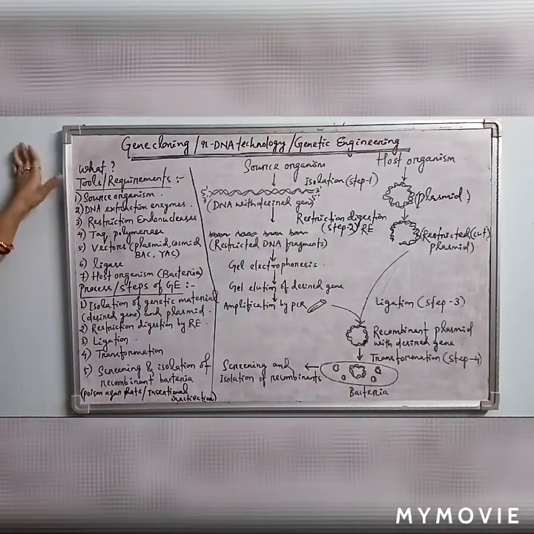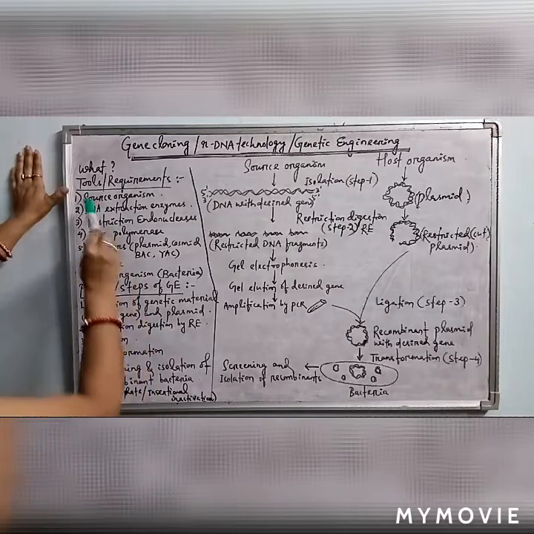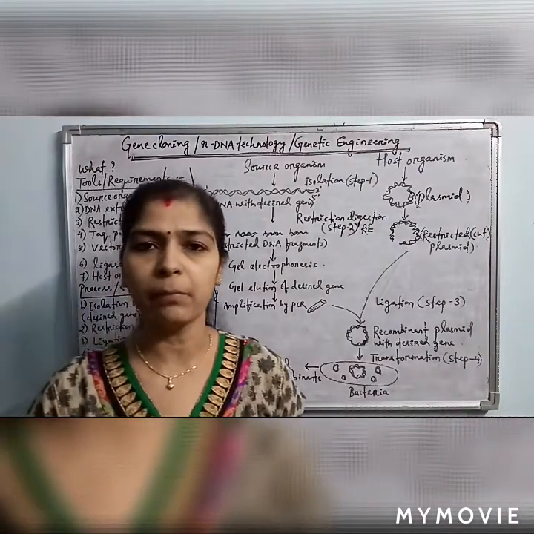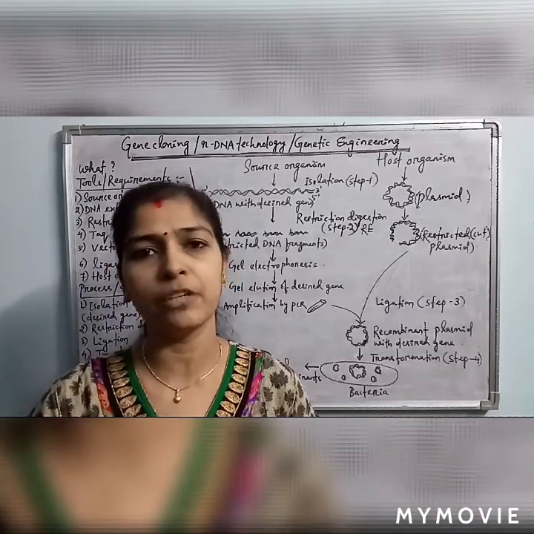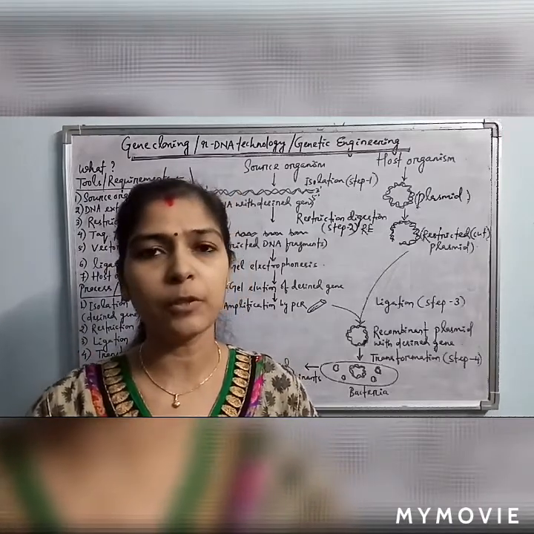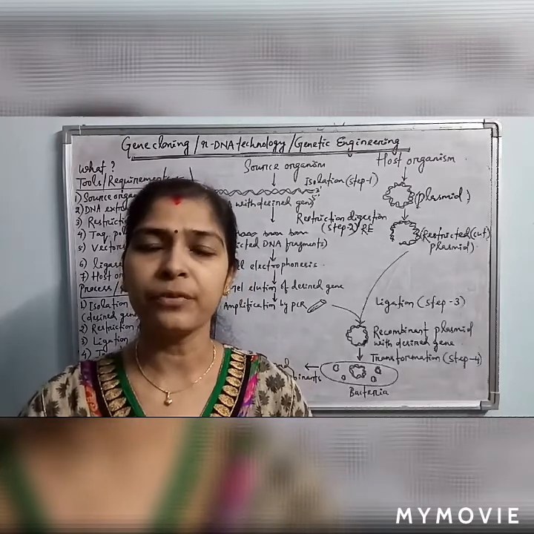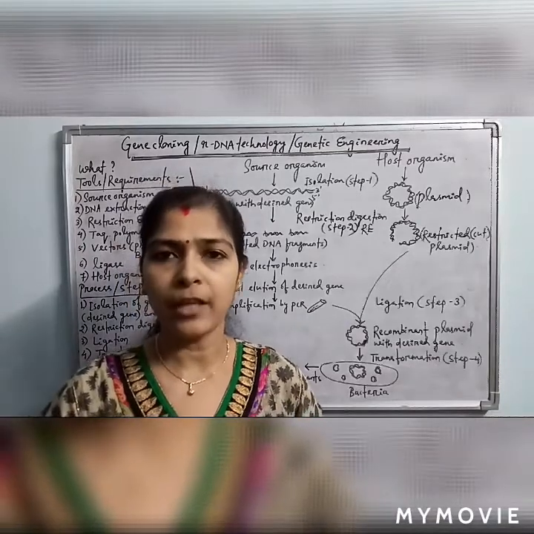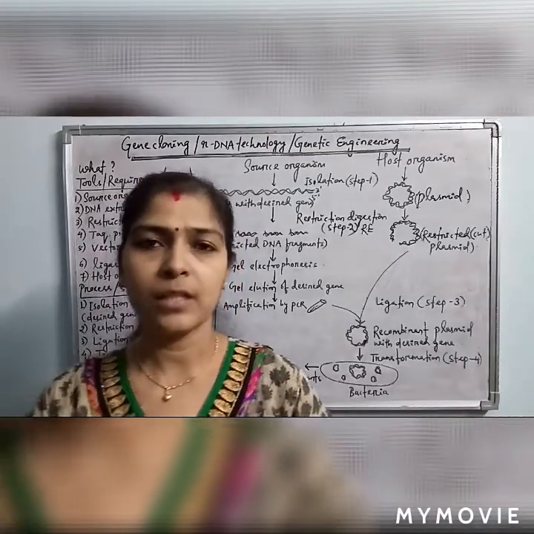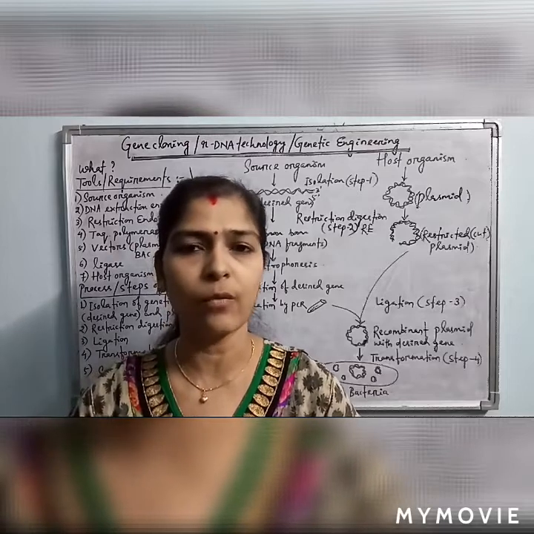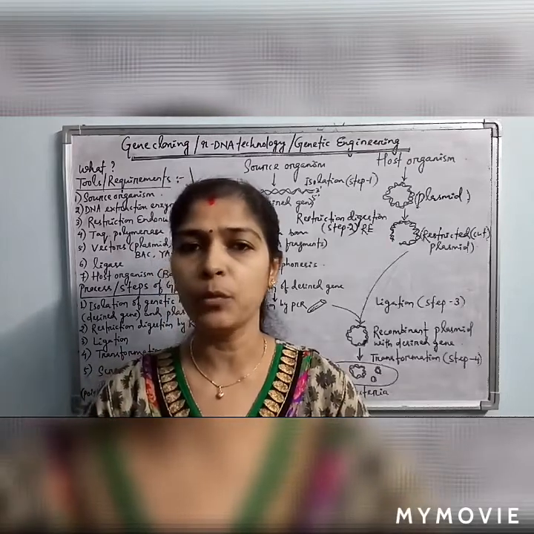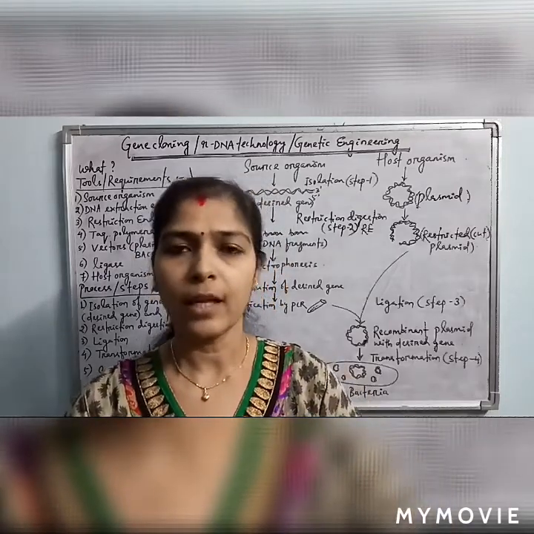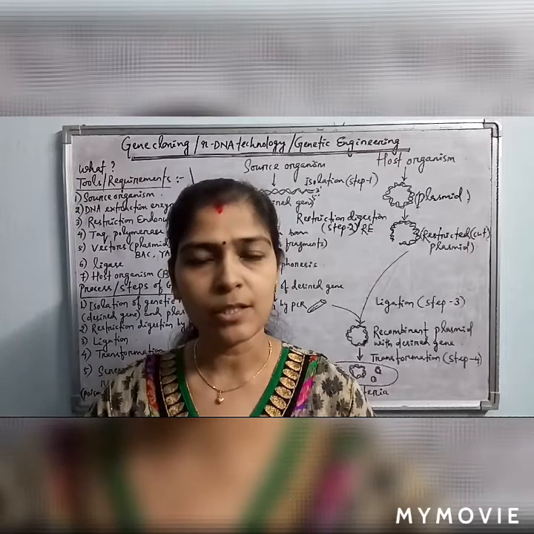See, first the tools or requirements of gene cloning. First one is the source organism. The source organism may be any plant, animal, virus, bacteria, or fungi. And depending upon the source organism, different types of DNA extraction enzymes are utilized. Suppose the source organism is a plant: cellulose is present in the cell wall, so to break the cell wall we can use the enzyme cellulase. In case of fungi, we have to utilize the enzyme chitinase to break the cell wall.